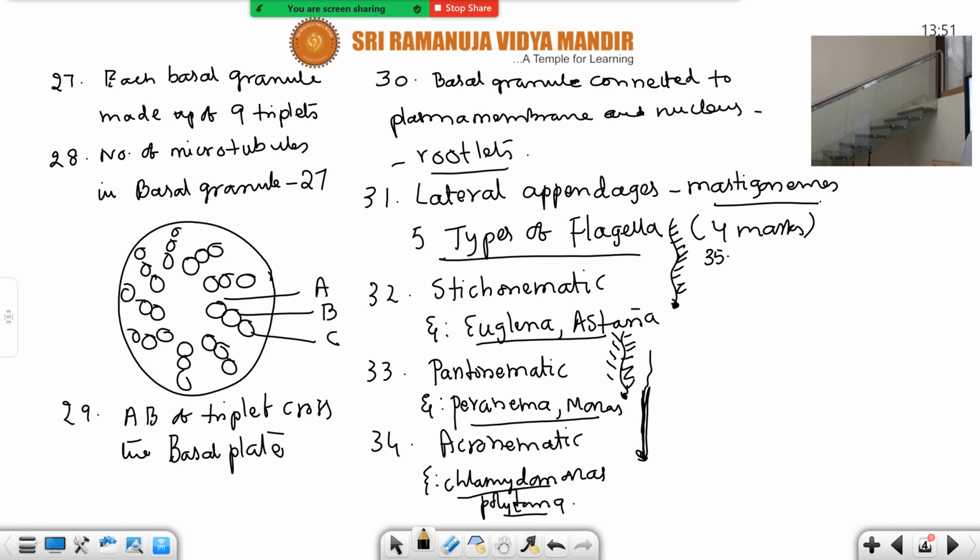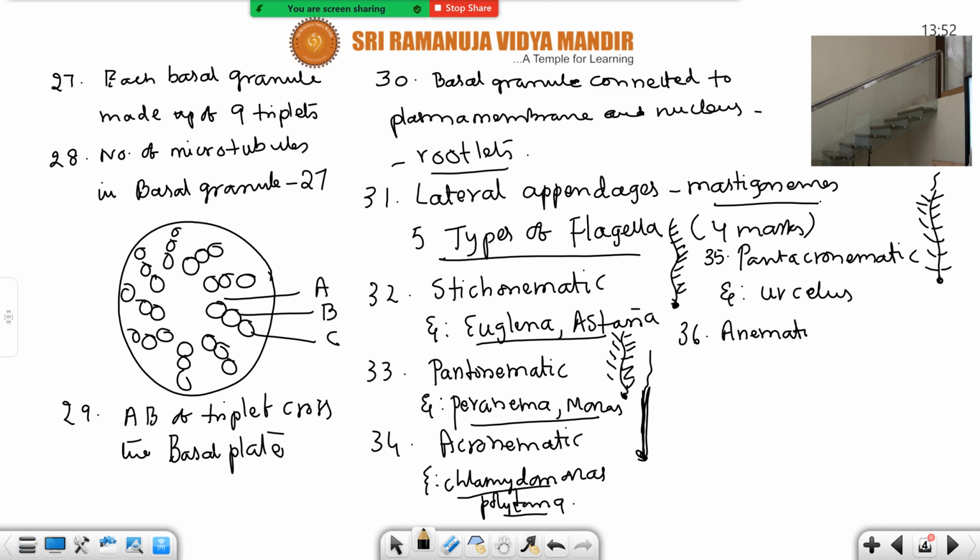And the fourth type of flagellum, pantacronematic, means it is a combination of both pantonematic and acronematic. In this, the basal granule is here, and on either side mastogonemes are present like this, and a terminal filament also, a naked terminal filament. So if both terminal filament and mastogonemes are present, it is pantacronematic. Example, Aracelus.